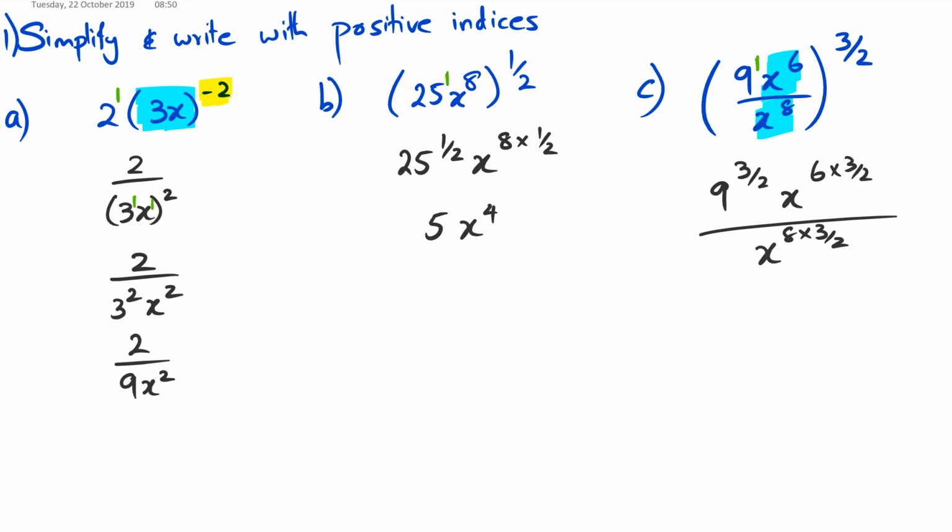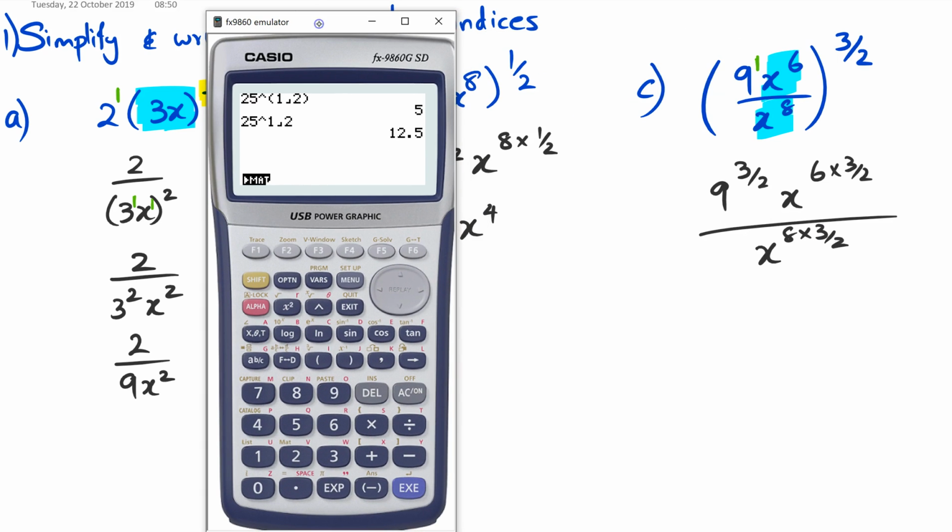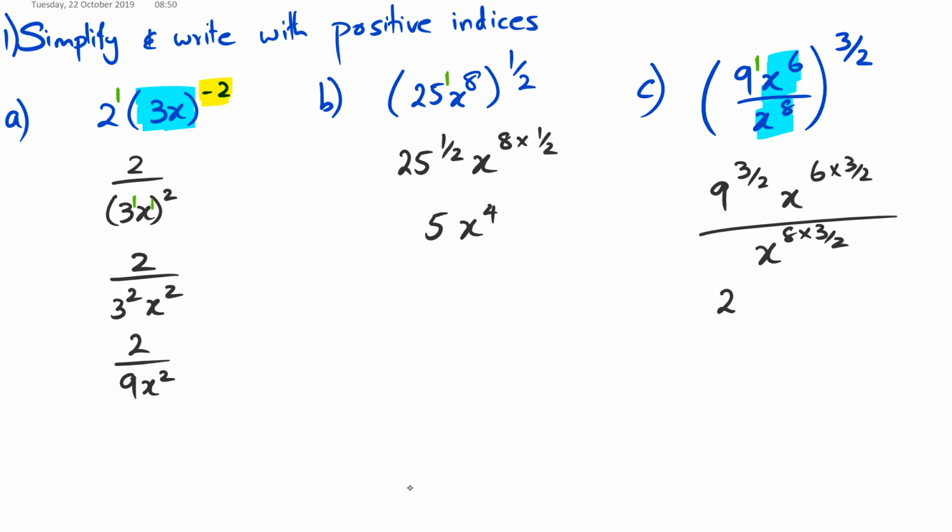And what I've got is 9 to the power of 3 over 2. So I'm going to need my calculator. So again, 9 to the power of 3 over 2, I'm going to put the 3 over 2 in brackets. And so that's equal to 27. And then 6 times 3 is 18 for this part here. 18 over 2 is 9. So that's going to be x to the power of 9.